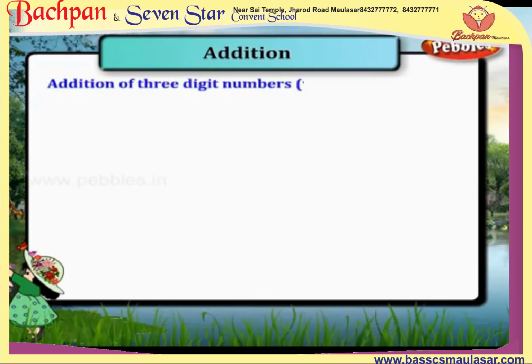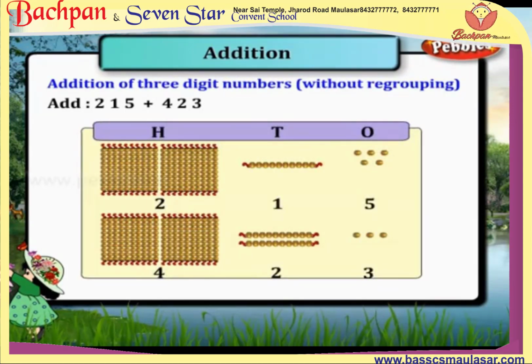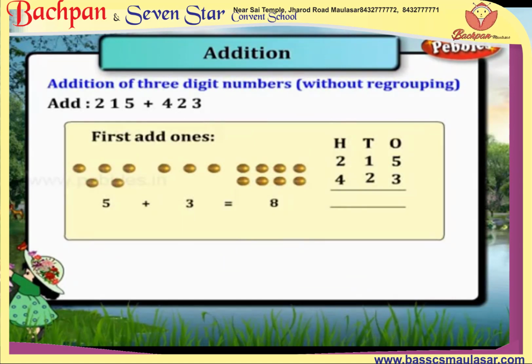Addition of 3-digit numbers without regrouping. Add 215 with 423. Let us add the numbers in the ones place first. So that is 5 ones plus 3 ones equal to 8. So write 8 below the ones column.